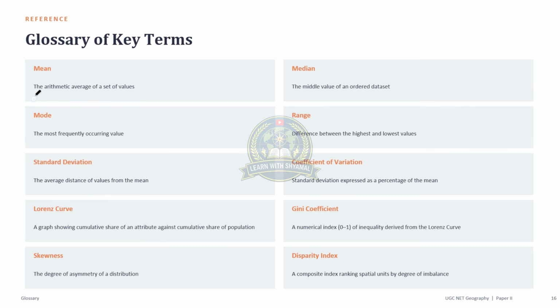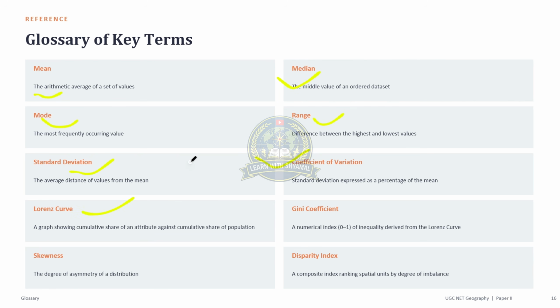Mean: the arithmetic average of a set of values. Median: the middle value of an ordered data set. Mode: the most frequently occurring value. Range: difference between the highest and lowest values. Standard deviation: the average distance of values from the mean. Coefficient of variation: standard deviation expressed as a percentage of the mean.